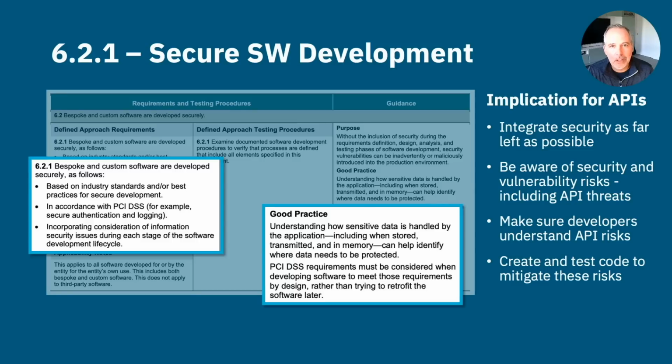To achieve this requirement, organizations need to ensure application developers are aware of the API security risks and can create and test code to mitigate those risks.